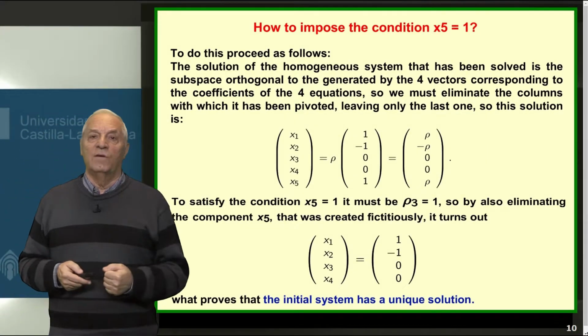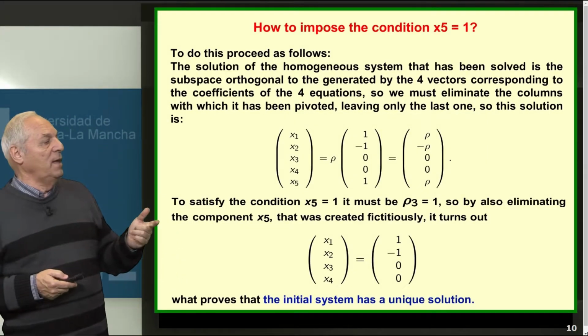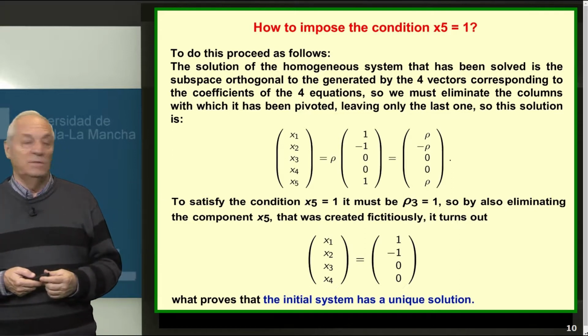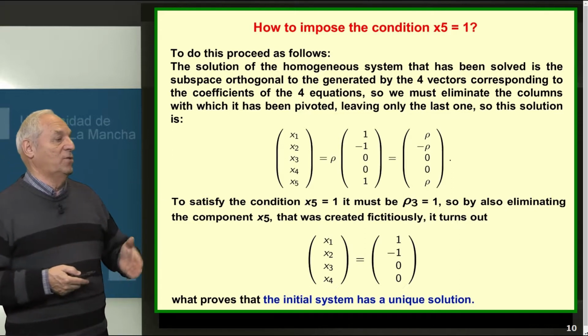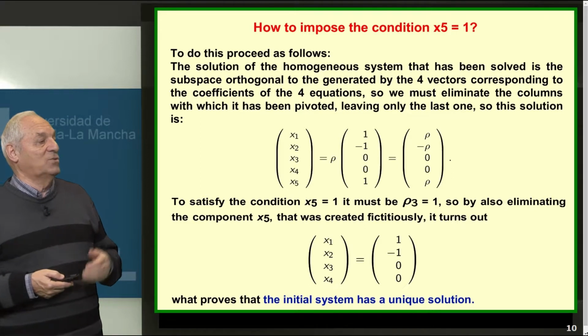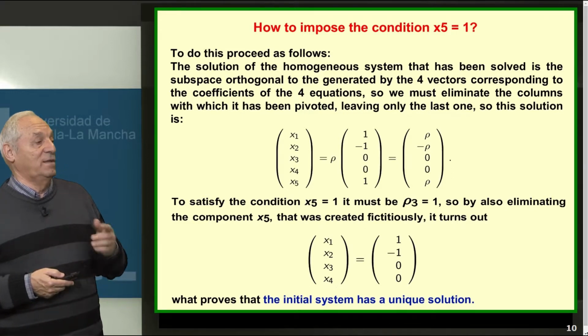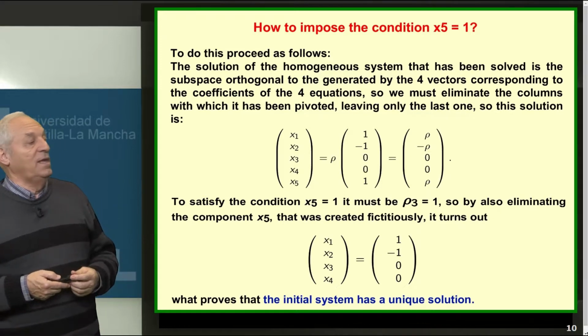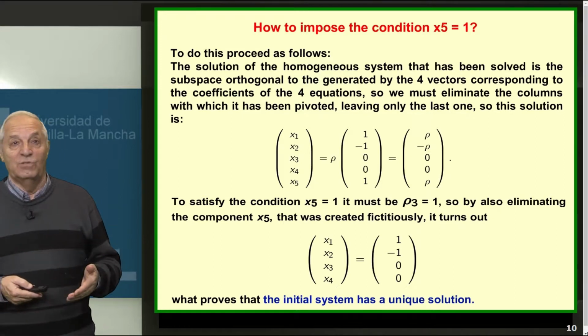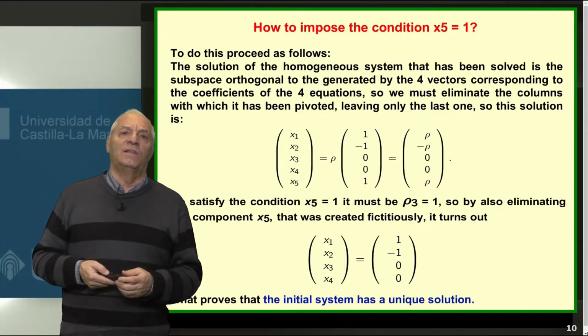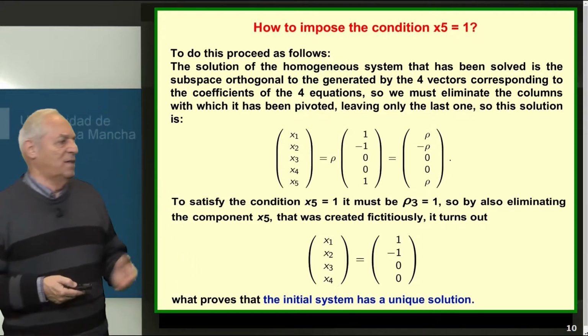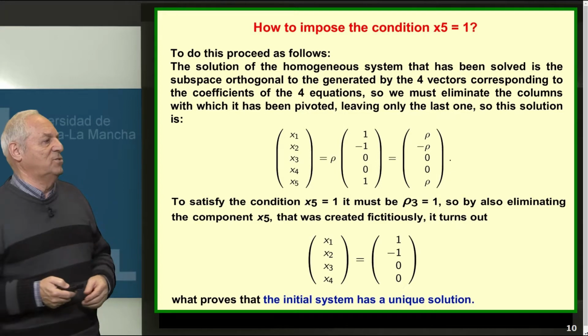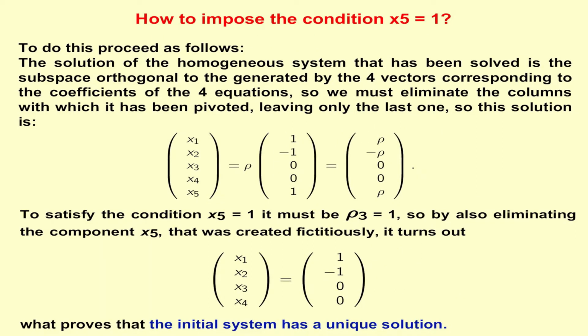So, to impose the condition that x5 is equal to 1, looking here we see that x5 is equal to rho, so if x5 is 1, rho must be also 1, and therefore the solution that also fulfills that x5 is equal to 1 would be obtained. We let rho equal to 1, and finally, we eliminate the unknown x5, that was fictitious, and we obtain the unique solution of the system that we have mentioned before.